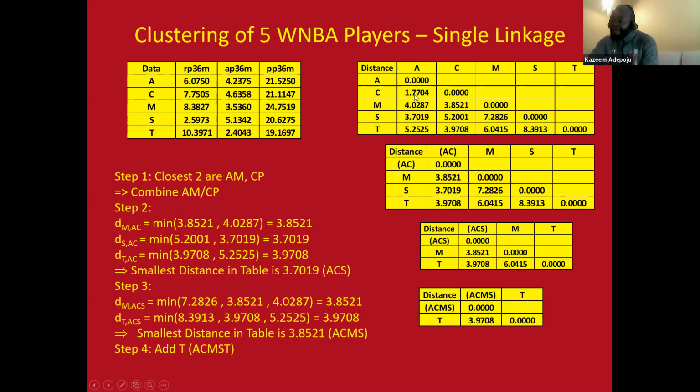Can you see that now? This is the minimum. And this minimum occurs between A and C, so it means I'm going to match A together with C because they have the minimum distance. That's why I'm going to match them together.